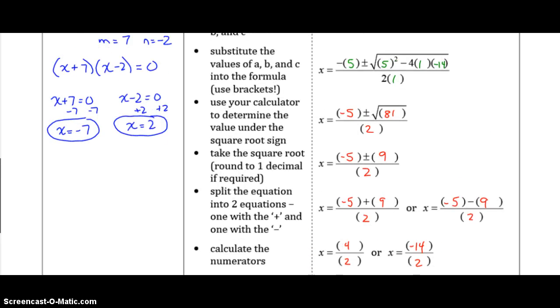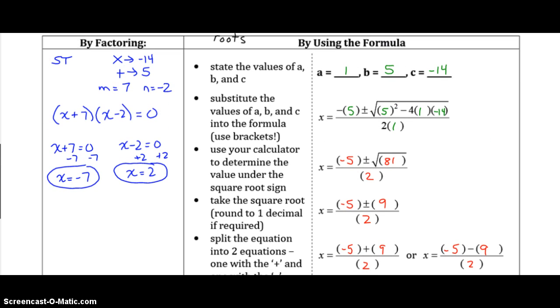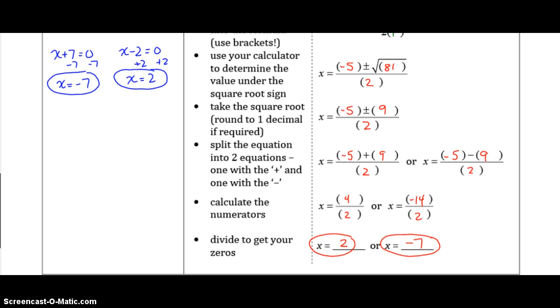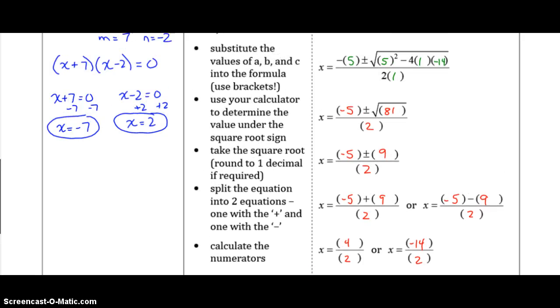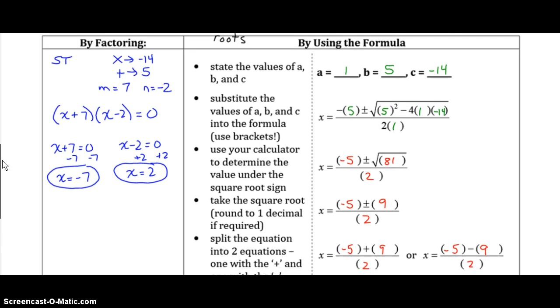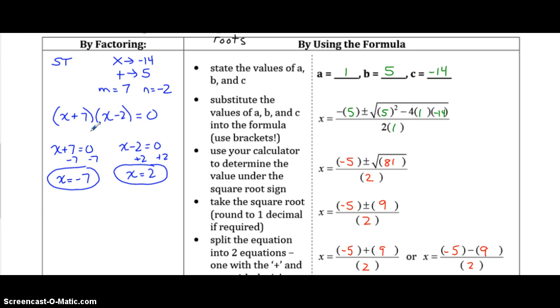Now if you take a look at the solution, you can see solving by factoring is faster. Less time, less work, means more time for other questions on the test. But as I said, not everybody likes to factor, and not all expressions can be factored. The formula would work for all questions.